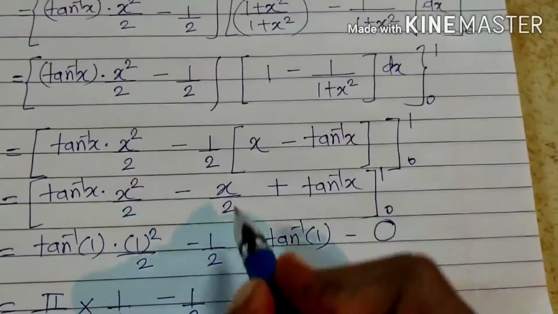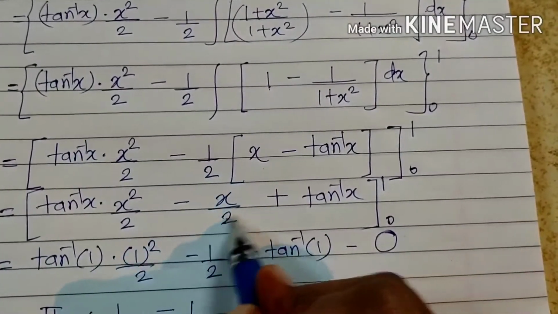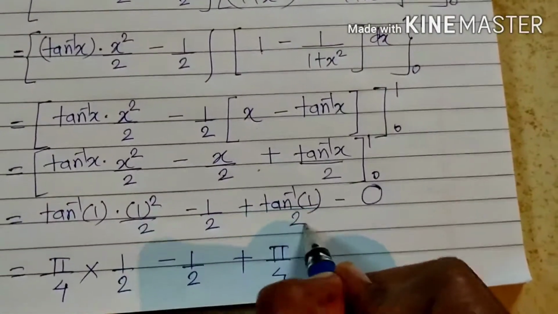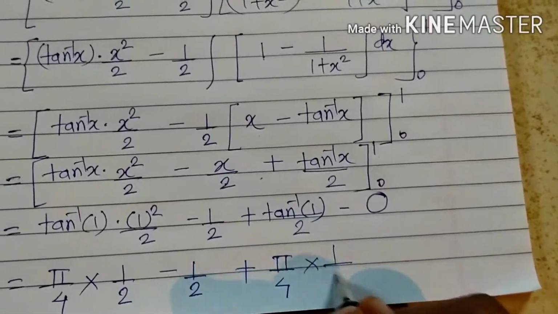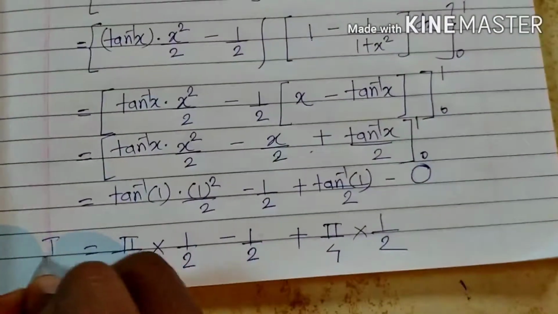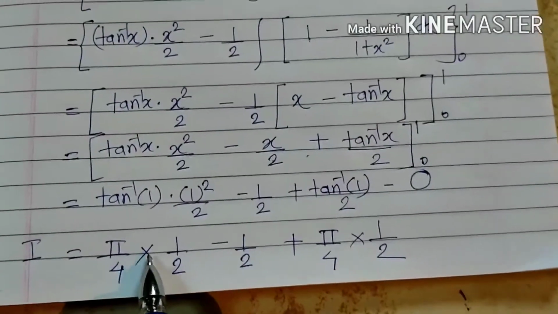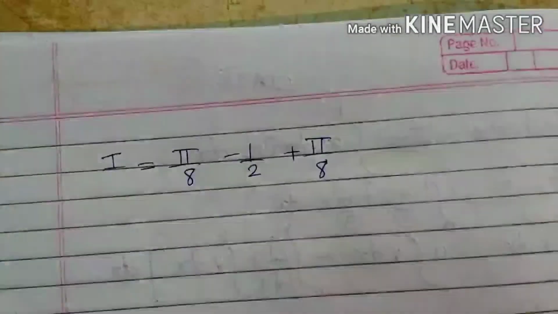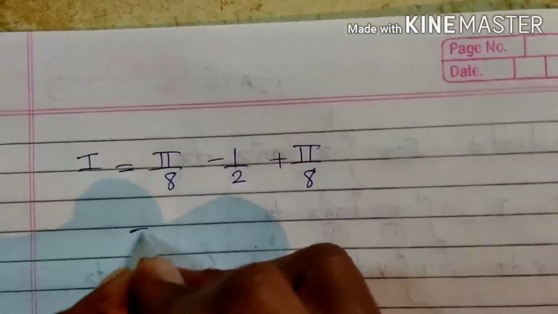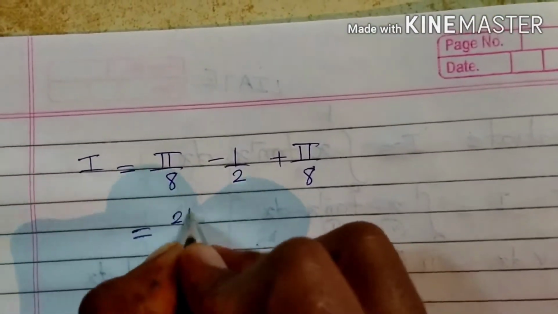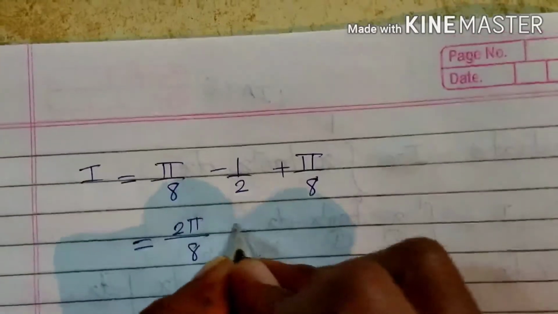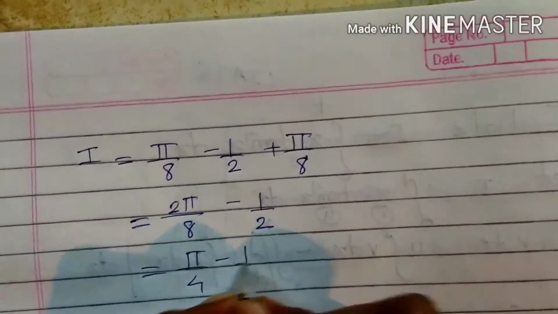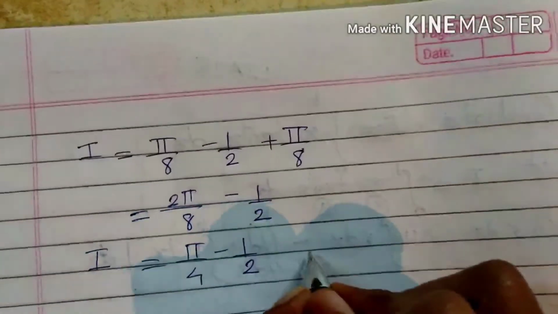Sorry, there is a small mistake. This 1 by 2, 1 by 2. So here is also 2, 2. That's why I is equal to pi upon 8 minus 1 by 2 plus pi upon 8. Now calculate pi upon 8. So it is 2 pi upon 8 minus 1 by 2. So it is pi by 4 minus 1 by 2. This is our answer.